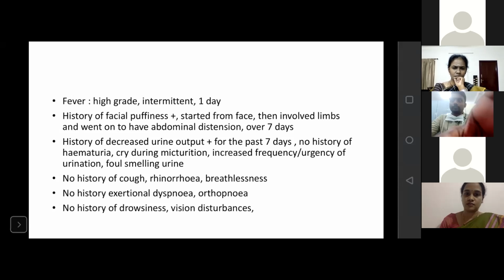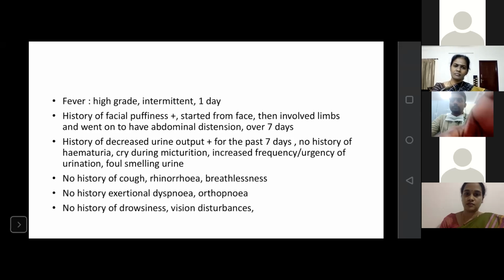There was a history of decreased urine output for the past 7 days. It was progressive, and the child was passing small quantity of urine once or twice over the past 24 to 48 hours. There was no associated history of hematuria. There was no history of crying on micturition or increased frequency of micturition. There was no urgency of urination, and the urine wasn't foul smelling.